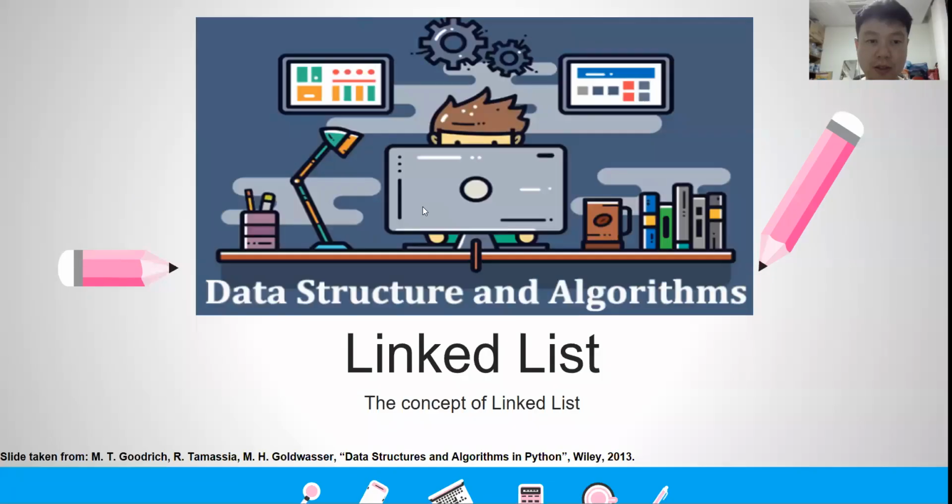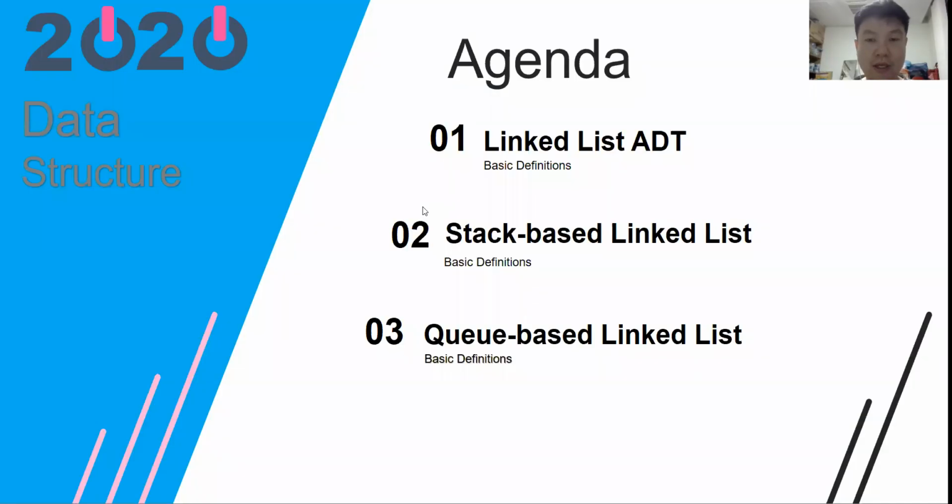So let's learn about what a linked list is and what its applications are. We already learned about stack. We already learned about queue, and those two kinds of data structure can be combined with the linked list. So we will see what we can do with those things.